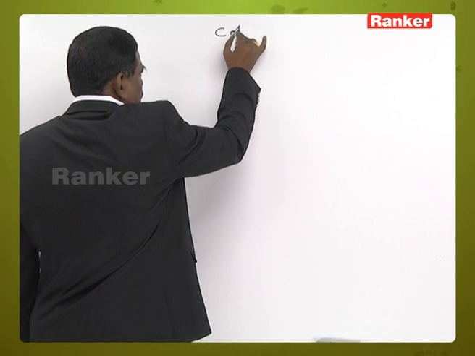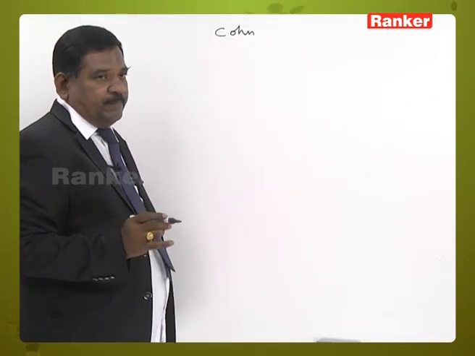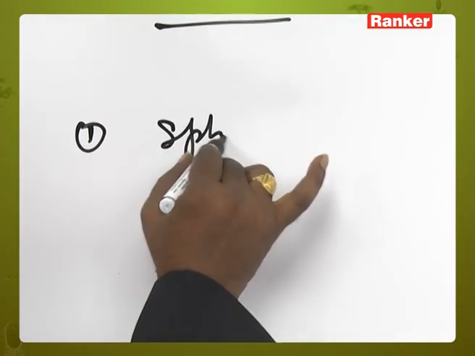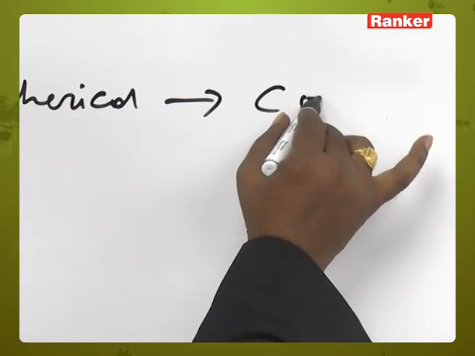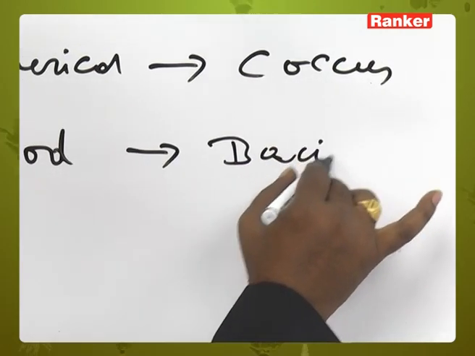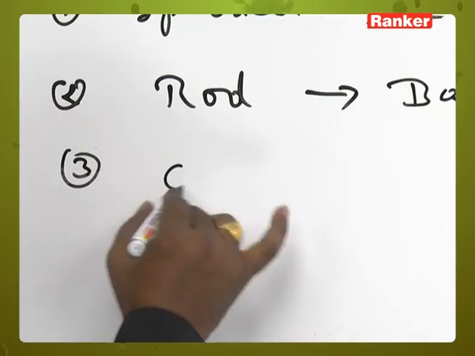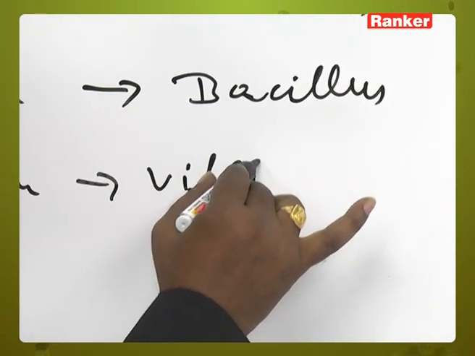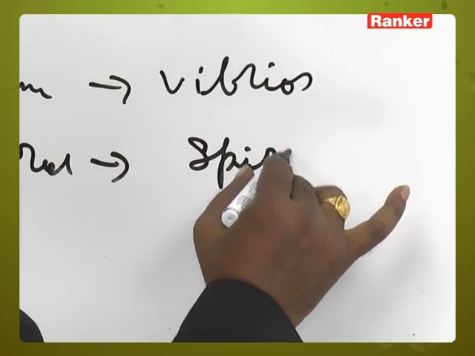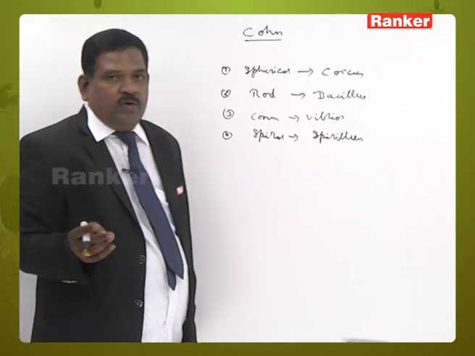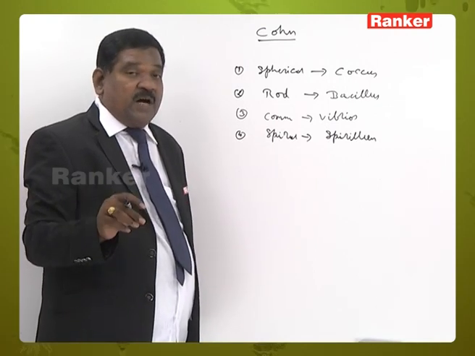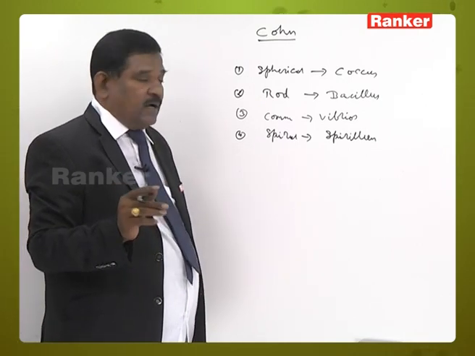Shape of bacteria. Cohn classified bacteria based on shape. They are spherical in shape: spherical shaped bacteria called coccus. Rod shaped bacteria called bacillus. Comma shaped bacteria, Vibrios. Spiral shaped bacteria, Spirillum. This is the classification given by Cohn. Cohn classified bacteria based on shape: spherical shaped bacteria coccus, rod shaped bacteria bacillus, comma shaped bacteria Vibrios, and spiral shaped bacteria called Spirillum.